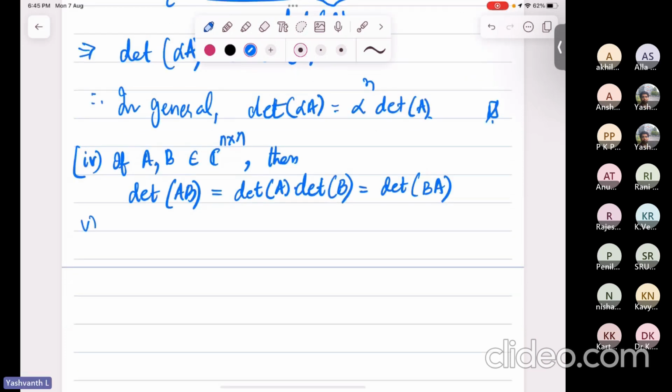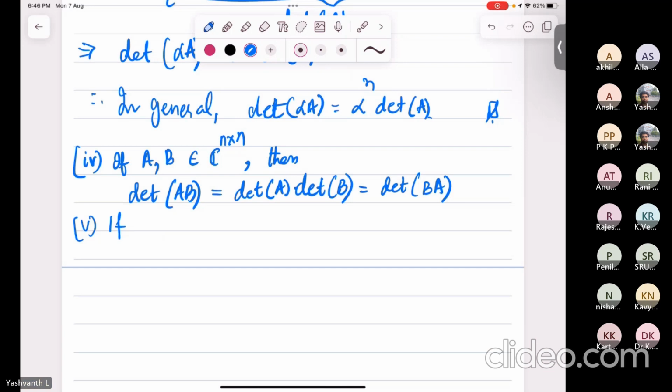I'm not giving an example. You can always take an example. Take a matrix A, take a matrix B, multiply them and find the determinant. Now take the determinant of both the matrices separately and then multiply them. Now take the matrix B and multiply it with A and then take the determinant. You can show that all these three values will be equal. Yeah, is there a question?